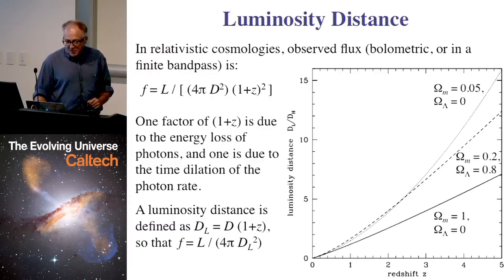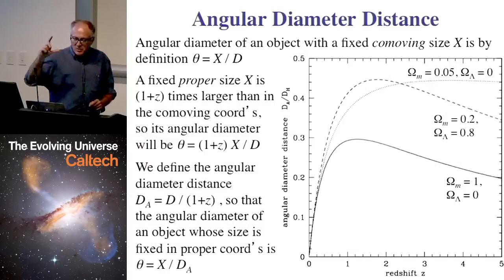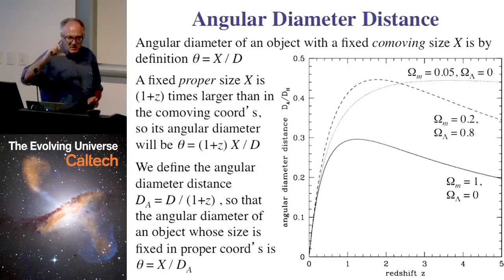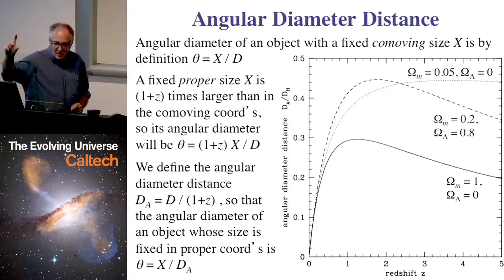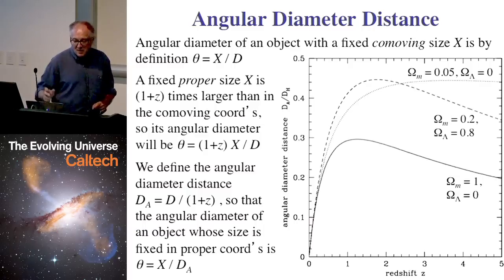Another thing that you can measure, and those are really the only 2 things you can measure, will be angular diameters. So if you have a source of physical size x, and you put it at a distance of d, it will subtend an angular diameter of x divided by d in radians. But if it's fixed in proper coordinates and the universe has expanded since then, it was bigger relative to the co-moving coordinates back then, in the opposite sense of what happened with luminosity distance.